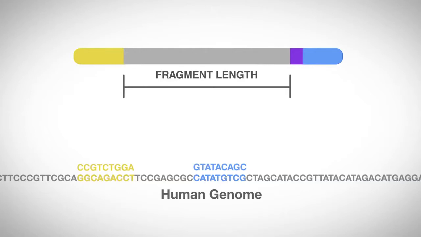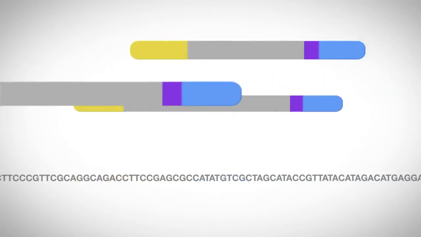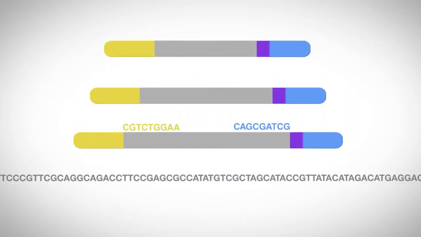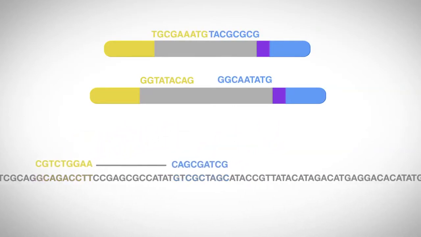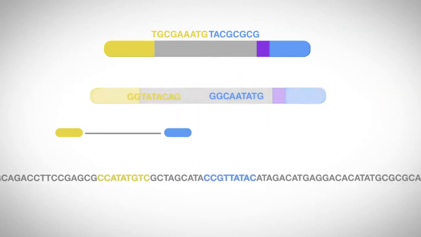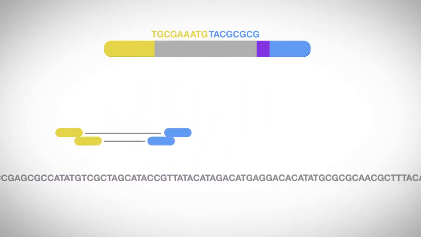As each pair of sequence reads is aligned to the genome, the length of the cell-free DNA fragment is inferred from the distance between the 2 reads. This whole genome approach efficiently and robustly captures information for each sample.